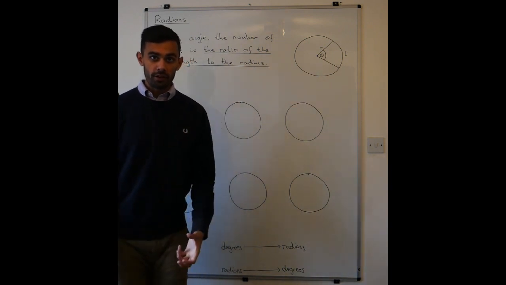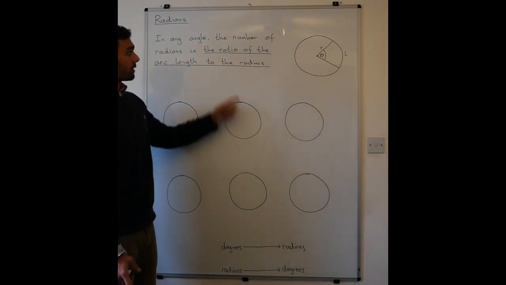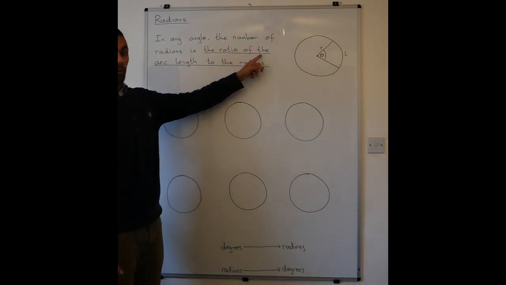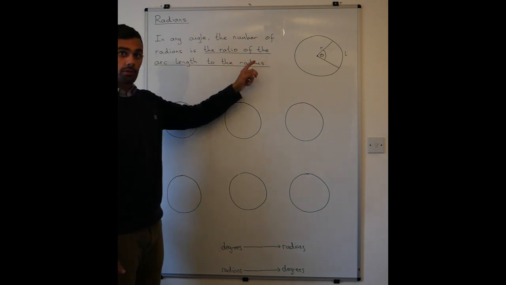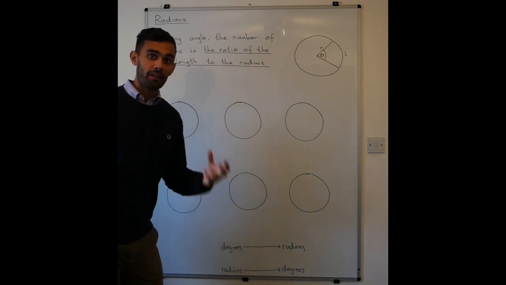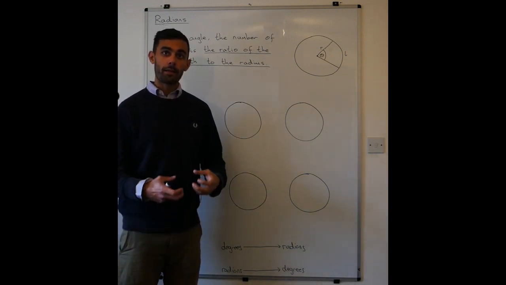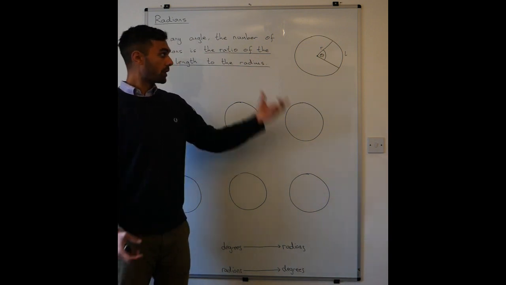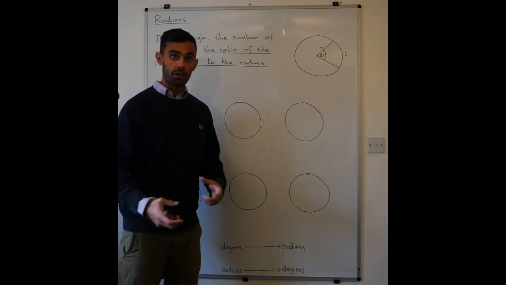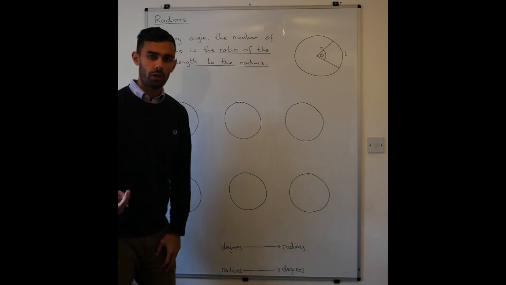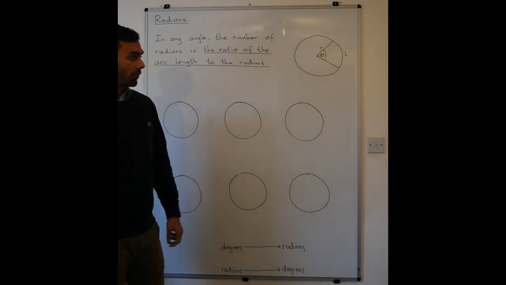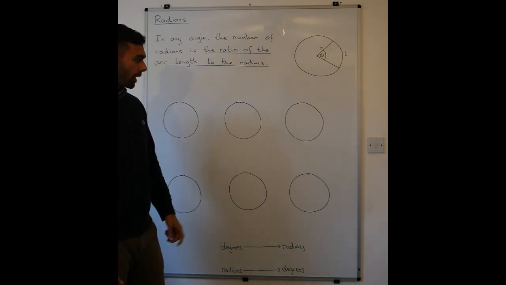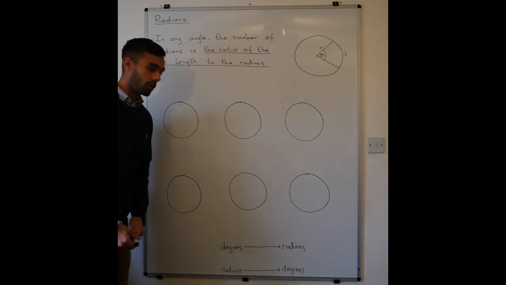My preferred definition of a radian is it's the ratio of the arc length to the radius. And with that, I think it makes a lot more sense where some of the typical angle sizes come from. So we're going to use this definition to unpick where a few key angles measured in radians come from. Okay, you can see I've got 6 circles here on the boards.